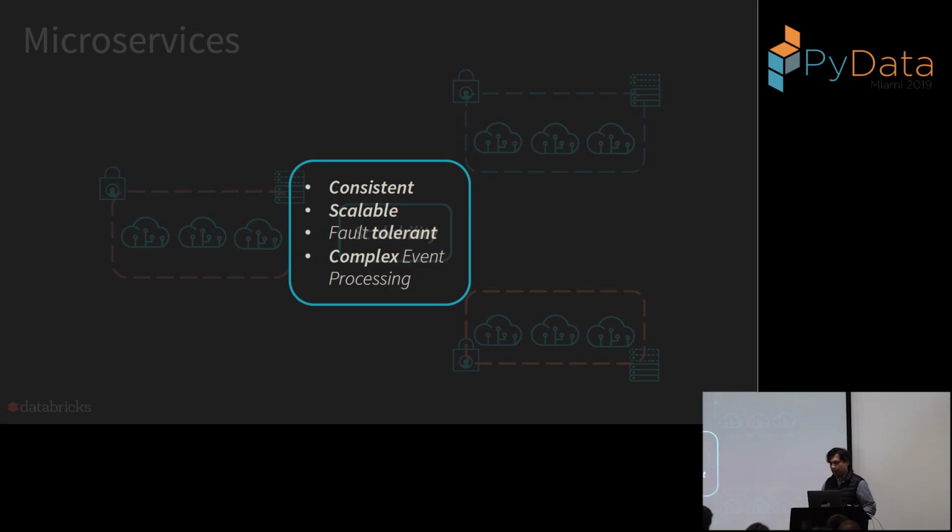And finally, you need a way to allow free flow of the data between these services, for which you need a consistent, scalable, fault-tolerant event processing system. And you get that from Apache Spark. Okay.